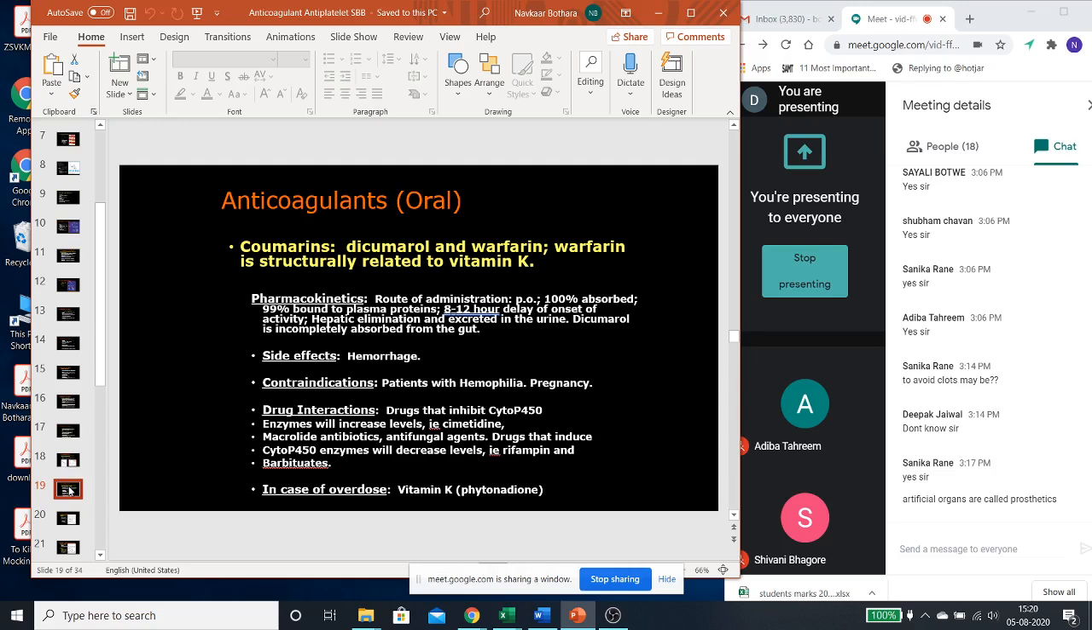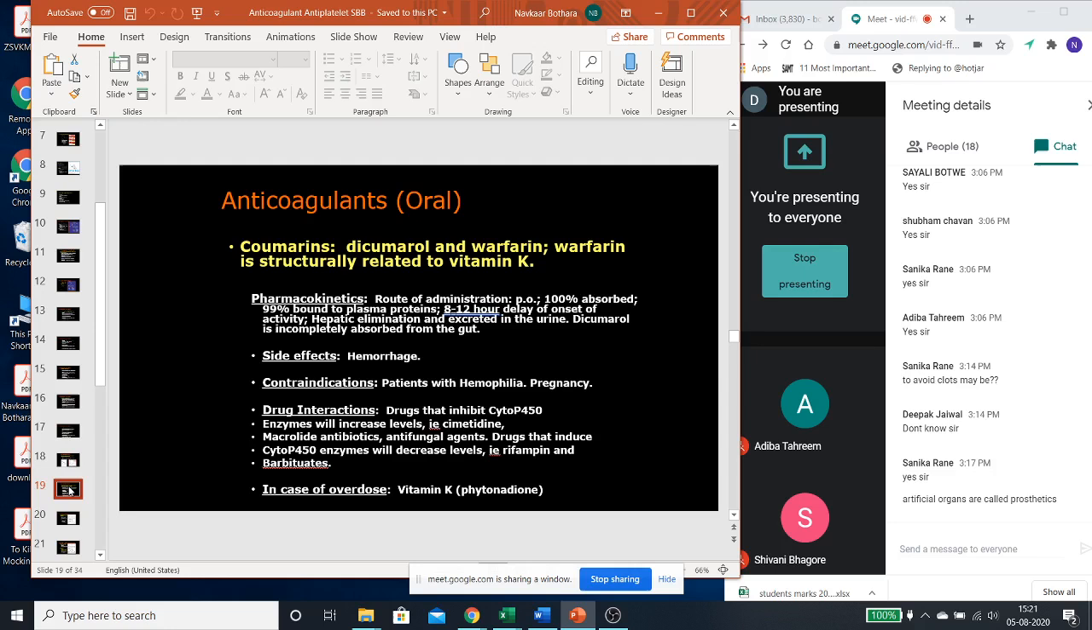Second thing, we have already seen its structure related to vitamin K. The important thing about it is that it is 100% absorbed, so that way it is very good. Therefore we do not need any parenteral administration of it. But the biggest problem it has is that it is 99% bound to plasma protein.